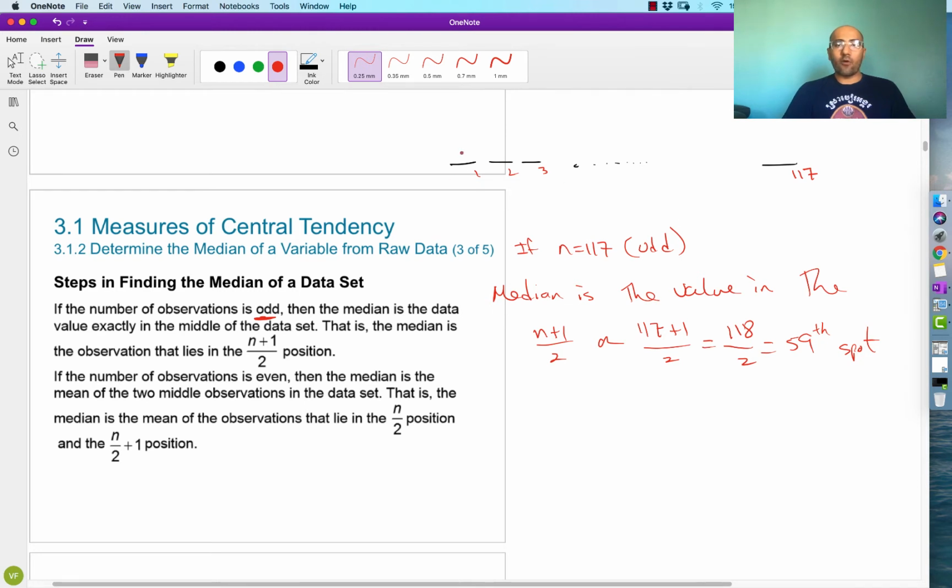Okay? So once I organize the actual values in my data set from the smallest to the largest, maybe the smallest number in my list was 13.